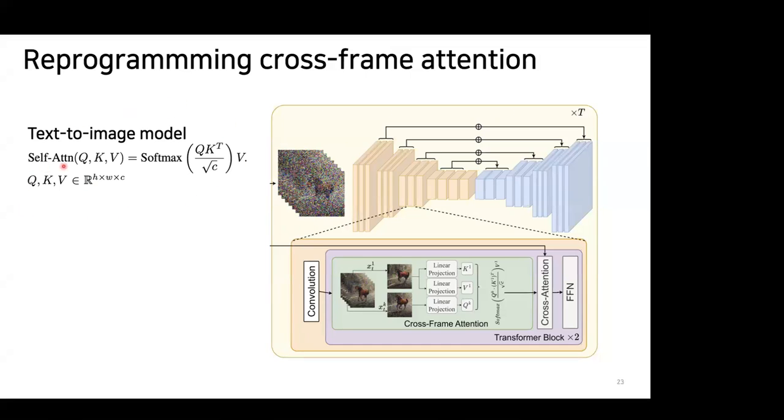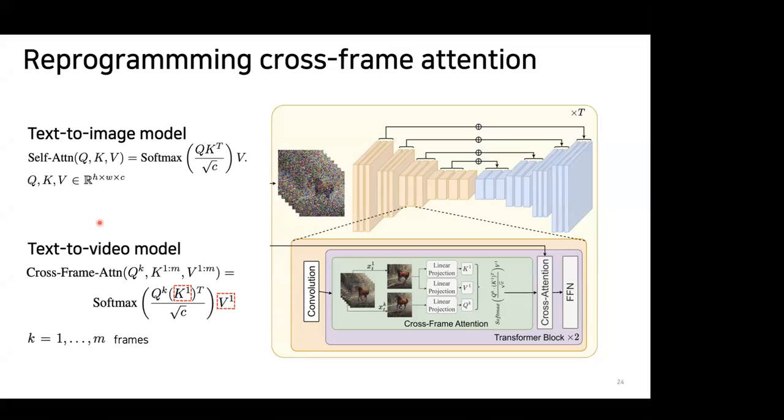So here you can see that this self-attention is applied to each frame, because the query, key, and value are defined in this shape. But they modify it to this cross-frame attention, where the first frame is always used as key and value, and only the query changes across the frames. In this way, the appearance and the structure of the objects and background are carried over from the first frame to subsequent frames. So that gives temporal consistency on objects and backgrounds.